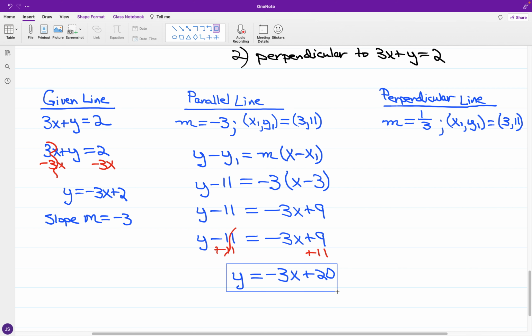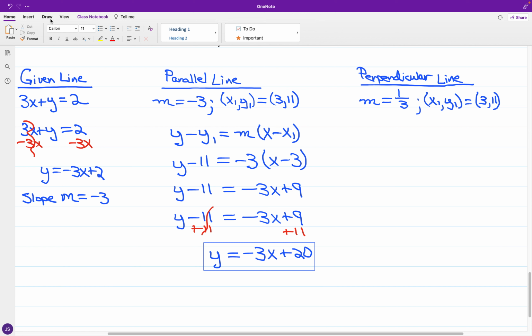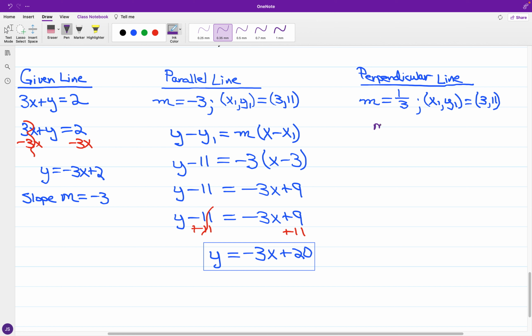Okay. Now for the perpendicular line, say I had the slope of 1/3, and just restating the product of the slopes, given the line with a slope of negative 3, the perpendicular line has a slope of positive 1/3. So you get negative 3/3 again, which goes to negative 1. All right.